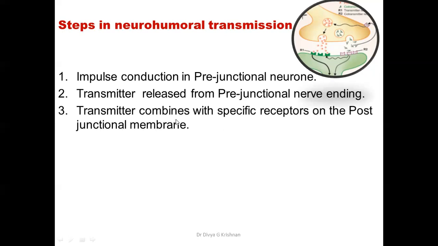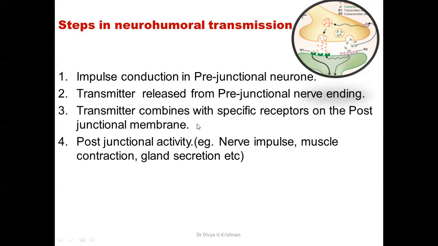These transmitters then combine with specific receptors which are present on the post-junctional effector organ. This post-junctional effector organ can be anything. It can be a nerve, it can be a muscle, it can be a blood vessel. So the transmitters that are released from the pre-junctional neuron combine with the receptors which are present on the post-junctional membrane. And then once the transmitters combine with the receptors, an activity will occur, or the effect will be occurring at the post-junctional organ.